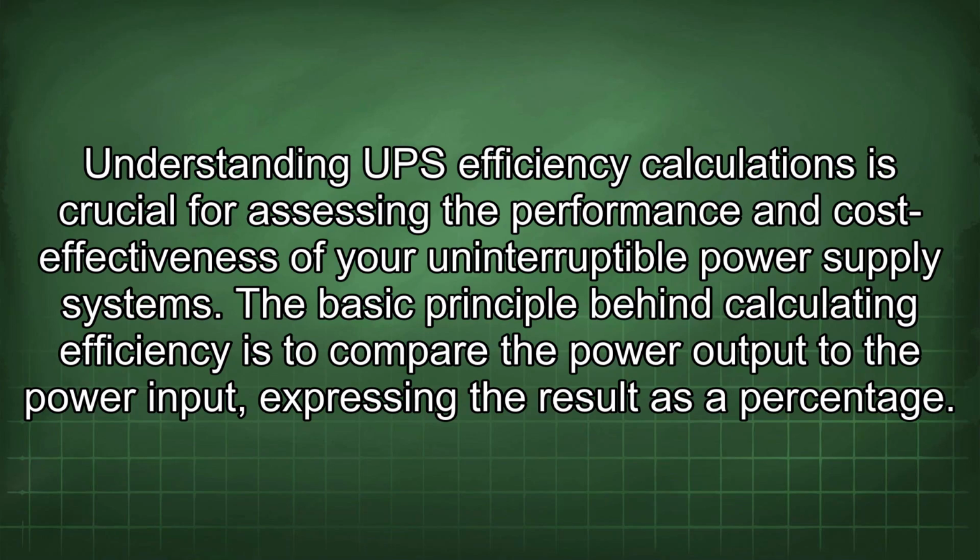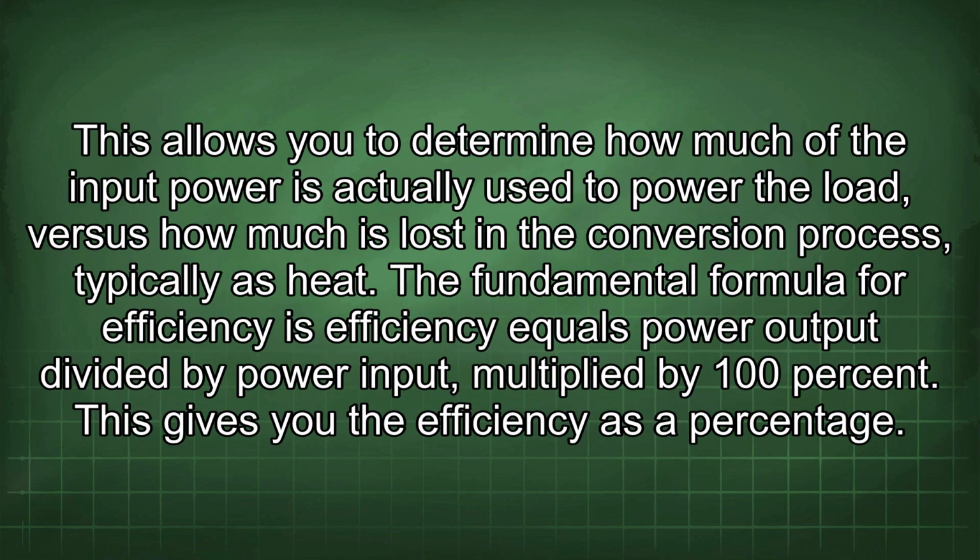Understanding UPS efficiency calculations is crucial for assessing the performance and cost-effectiveness of your uninterruptible power supply systems. The basic principle behind calculating efficiency is to compare the power output to the power input, expressing the result as a percentage. This allows you to determine how much of the input power is actually used to power the load, versus how much is lost in the conversion process, typically as heat.